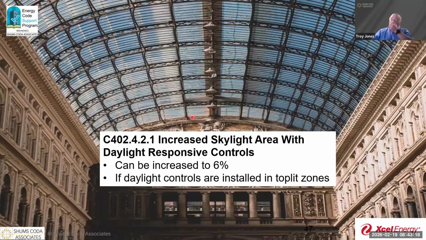So here we have this. We can increase the skylight area by up to 6% if daylight controls are installed in the top lit zones. Again, can't reiterate this enough. They're not required by the code in New Mexico. Don't need to have them. But if you decide to put them in and go above code, then you can absolutely increase your skylight area by 6%. Give you more natural light.